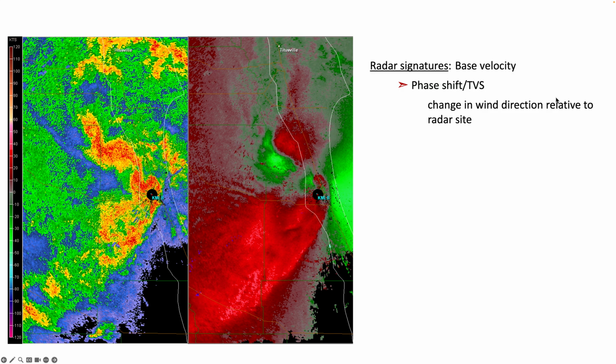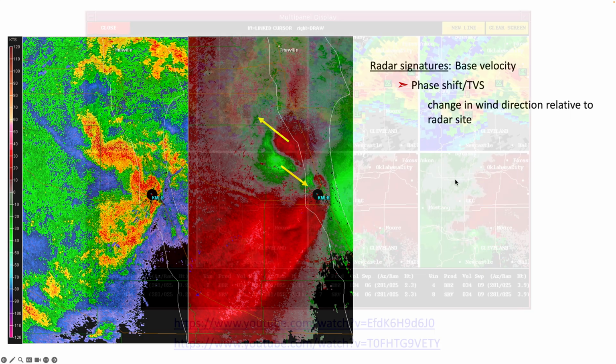So we have a change in wind direction relative to the radar site, and you can see now that if I put these yellow arrows in, where we have our green, we have motion toward the radar. Where we have our red, we have motion away from the radar. And if we put a little pinwheel in here, what you'll see is that this very, very rapid change in motion over a short distance will actually cause the pinwheel to rotate counterclockwise. And so we'll actually get counterclockwise rotation at cloud level.